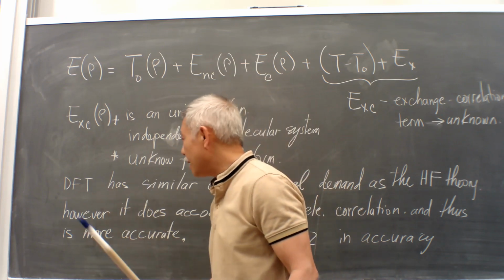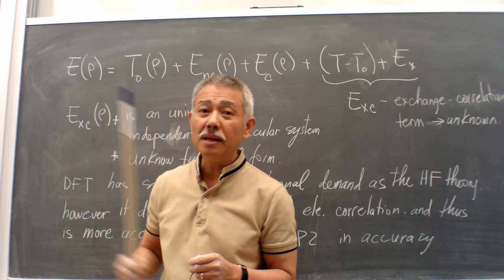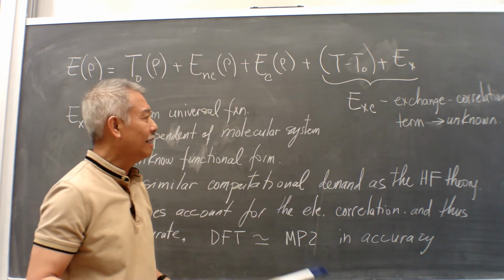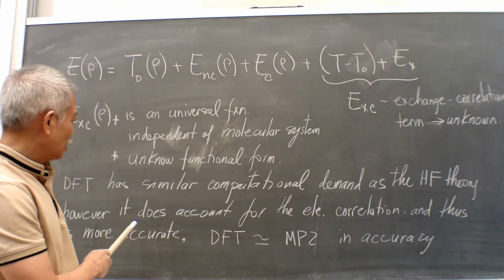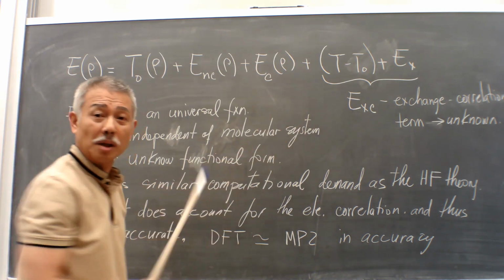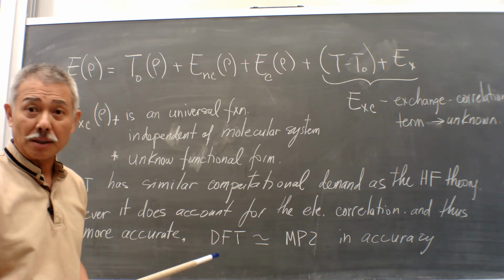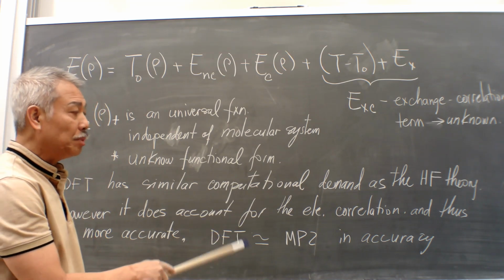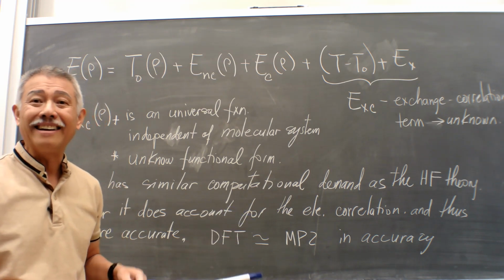So the DFT method, remember, has the MO framework in there. So the computational cost is similar to the Hartree-Fock theory. However, because it includes electron correlations in the E_XC term here, whereas Hartree-Fock does not, it is more accurate than the Hartree-Fock theory, and by experiments, it is similar to second-order perturbation theory in accuracy.